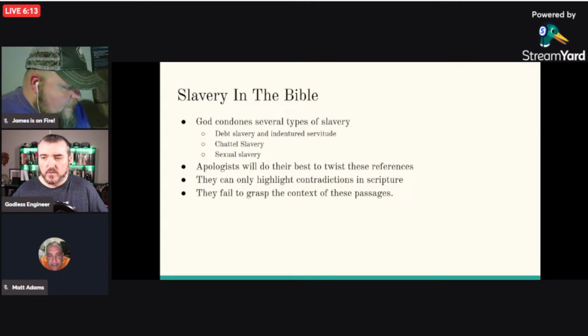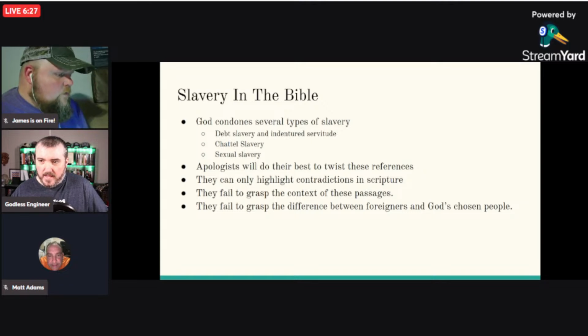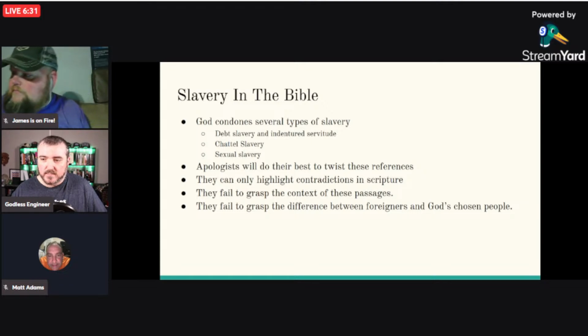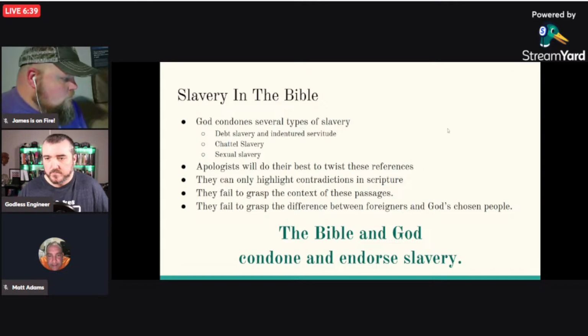Apologists purposefully obfuscate context and completely ignore the many examples where God makes clear the distinctions between debt slavery for Israelites and chattel slavery for foreigners. I've just got a couple more sentences. Can I finish those up? Yeah, go ahead. The Bible and the God of the Bible, in their own words, condone and endorse slavery. And that's all.